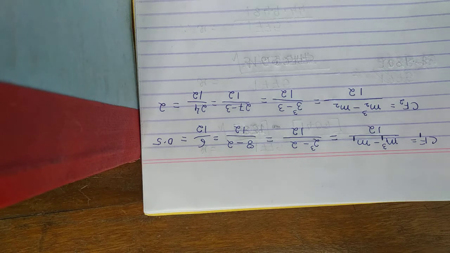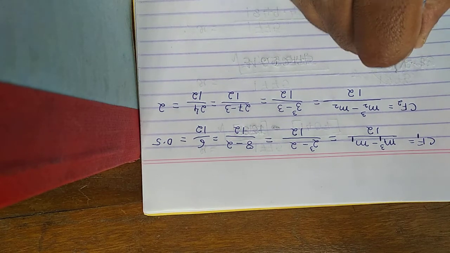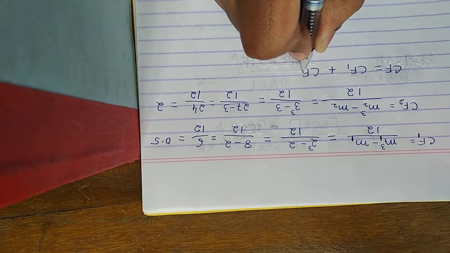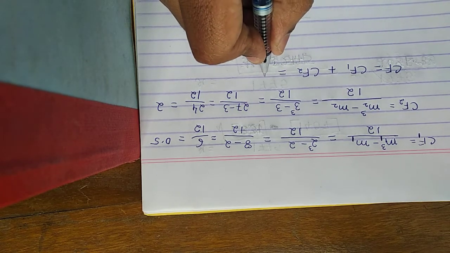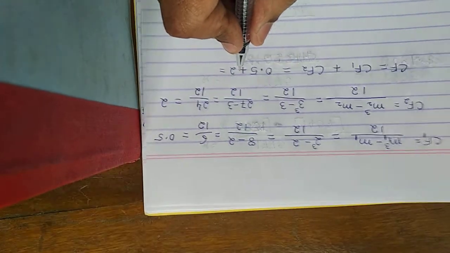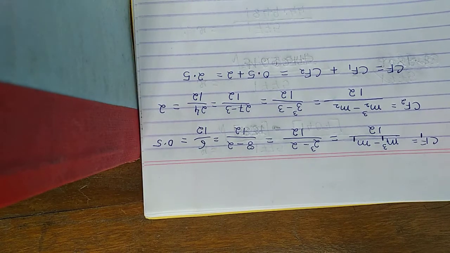So now let us find out the value of CF. The value of CF is equal to CF1 plus CF2. So let us write the CF formula. CF is equal to CF1 plus CF2, which is equal to 0.5 plus 2, which is equal to 2.5. So your CF value is 2.5. CF1 plus CF2, that is 0.5 plus 2. So CF value is 2.5.